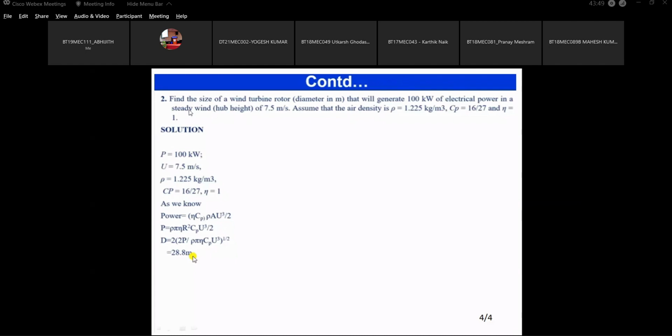It is a simple numerical based on only this formula. Power equal to efficiency into coefficient of performance into rho A U cube by 2.